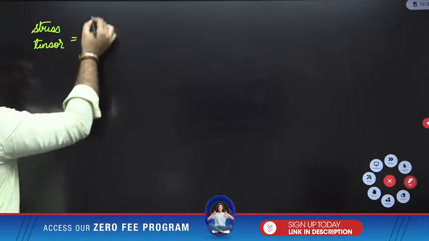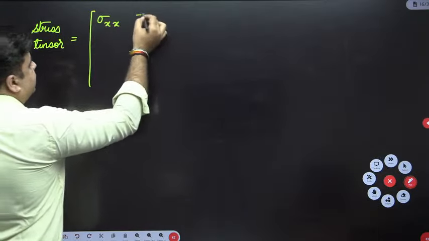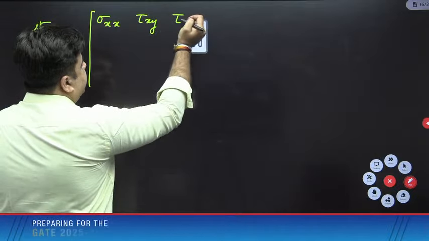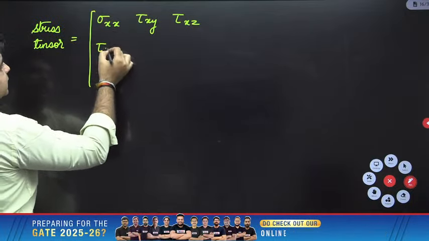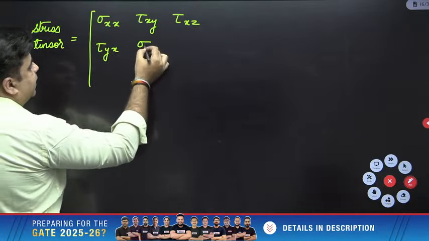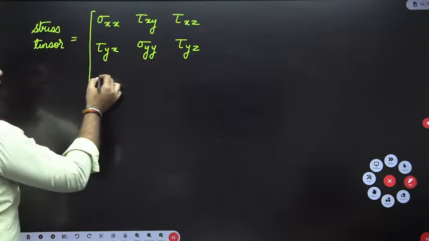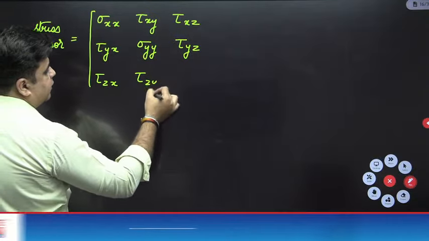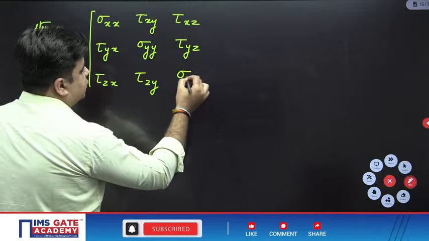Stress tensor looks like this. You have element sigma xx, then tau xy, then tau xz. Second will be tau yx, then sigma yy, and then tau yz. The third will be tau zx, then tau zy, and then sigma zz. So this is your stress tensor.